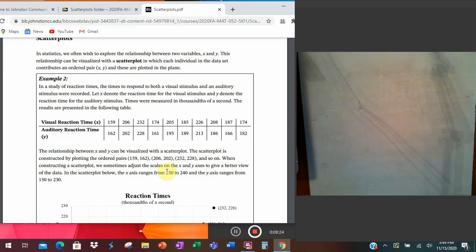Okay. So here we've got an example 2 in a study of reaction times. The times to respond to both a visual stimulus and an auditory stimulus were recorded. Let X denote the reaction time for the visual stimulus and Y denote the reaction times for the auditory stimulus. Times were measured in thousandths of a second. The results are printed in the following table.